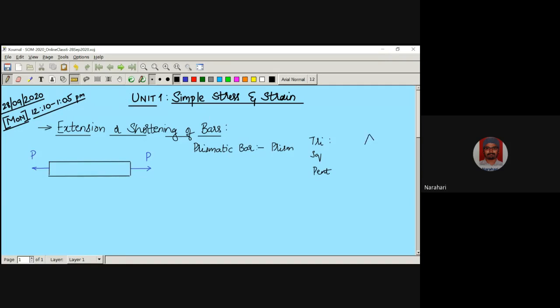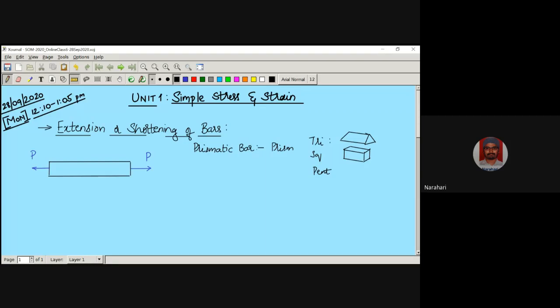So you have triangular prism, square prism, pentagonal prism. For example, something like this, an equilateral triangle. This is a triangular prism. Similarly, this is a square prism. Like that, you will have pentagonal prism, rectangular prism. So a bar of that shape is what is called a prismatic bar.